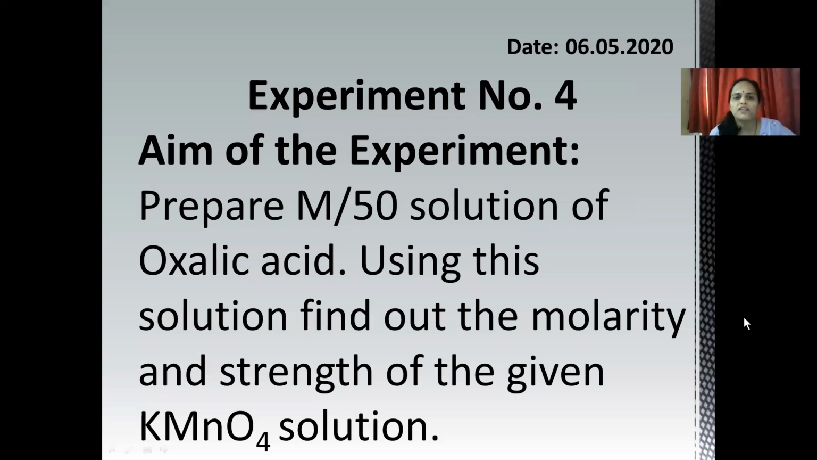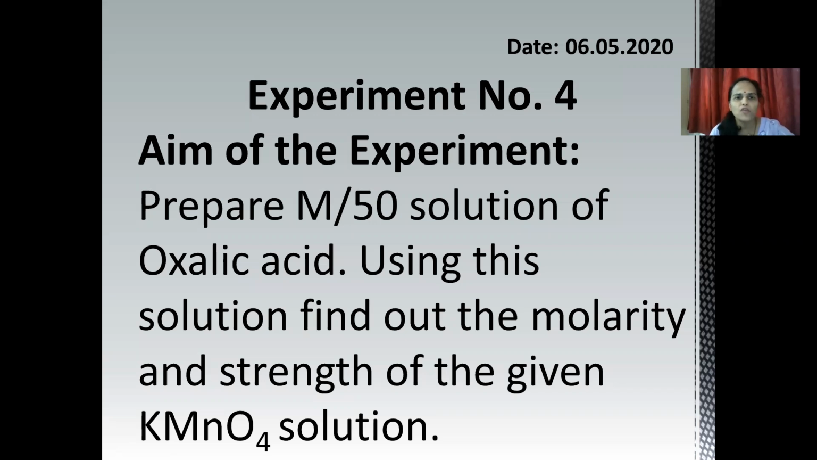Hello students. In the last experiment, we had seen the preparation of M/50 solution of oxalic acid. And using that solution, today we'll be finding out the molarity and strength of the given KMnO4 solution.